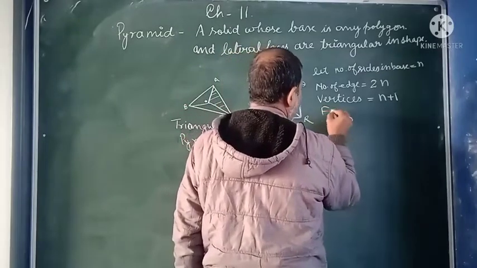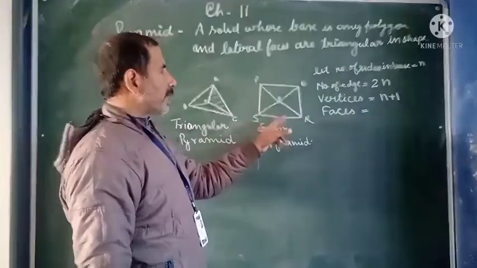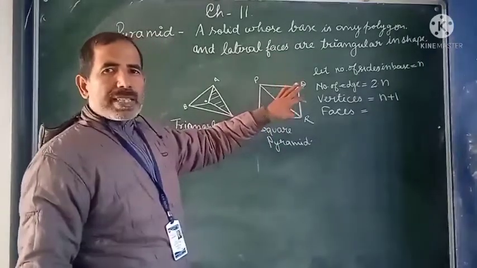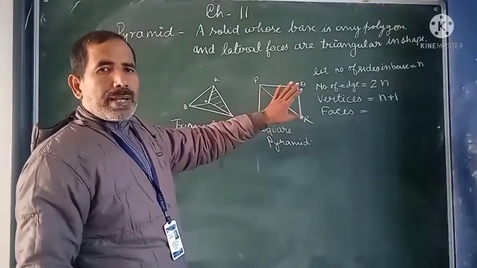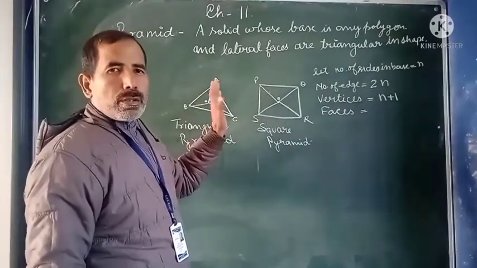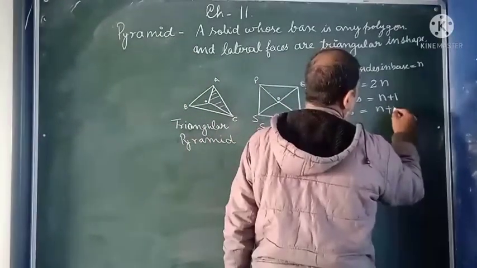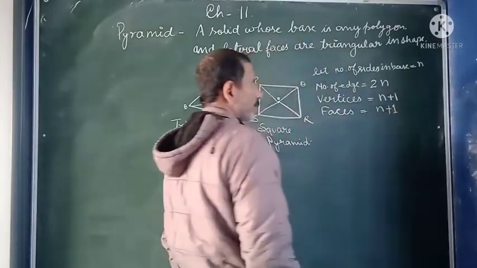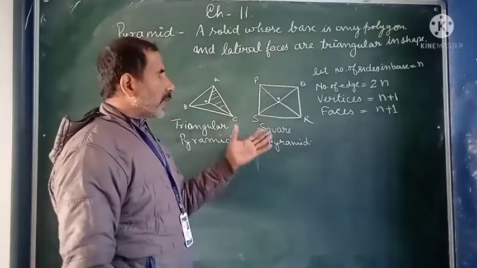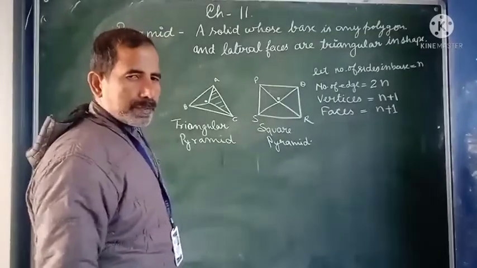Then faces. How many faces are there? See, 1 is the base, and after that there are 4 lateral faces in this. So if a square is there, 4 sides, then 5 faces. Triangular, there are 4, meaning 3 sides, 4 faces. 1 more than the base. So faces will also be n plus 1. So I hope you understood the pyramid and how we find the number of vertices and faces in the pyramid. Now it's prism.